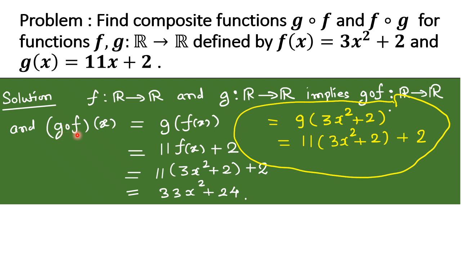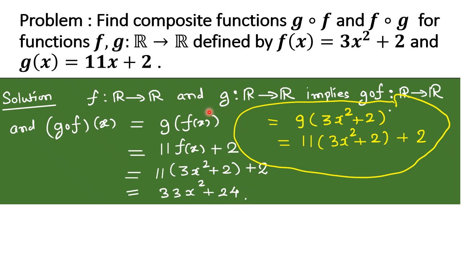And to find g composed with f of x, we write g of f of x. So g(x) is 11x plus 2. So g of f(x) is 11 times f(x) plus 2. Further, we substitute for f(x), that is 3x square plus 2. So 11 in the bracket 3x square plus 2, plus 2. And when we simplify, we get the final answer as 33x square plus 22.